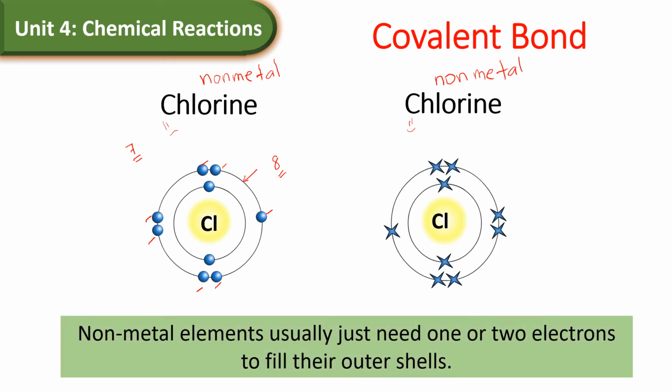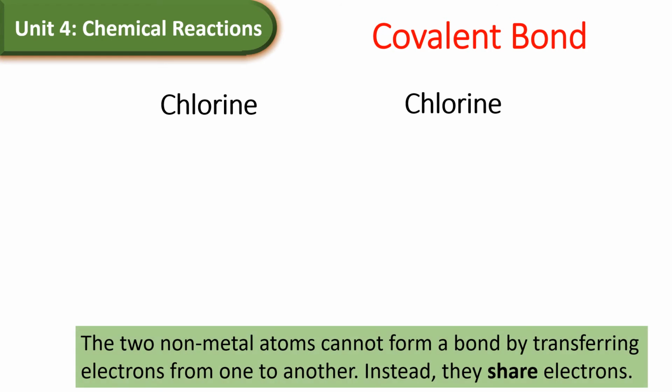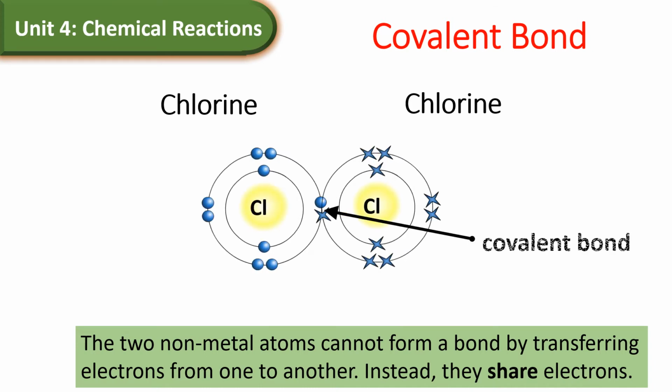Always remember that in your non-metal elements, like your chlorine, they usually need one or two electrons to fill their outer shell. This is your outer shell. Their outer shell needs only one, as I've told you, this chlorine needs only one, right? So they can do it by sharing the electrons. This is what your covalent bond looks like. Instead of giving away their electrons, they will just share them.